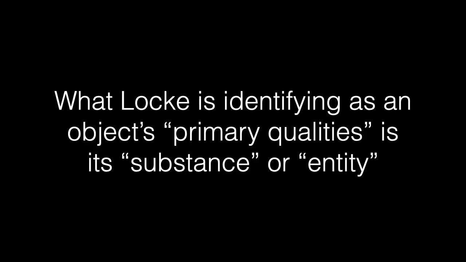What Locke is proposing is that the primary qualities of the objects are underlying qualities outside of our sensory reach. They must be there to account for our sensory experience of the objects, but they are something that is extra-experiential for us. The primary qualities constitute the object's substance or entity. Or rather, the substance or entity is what props up or constitutes the existence of these primary qualities.